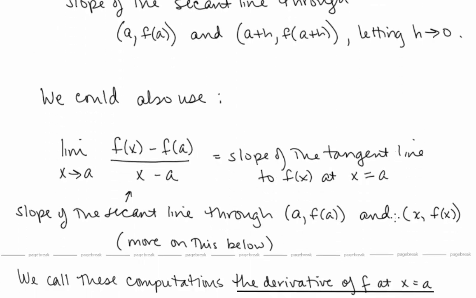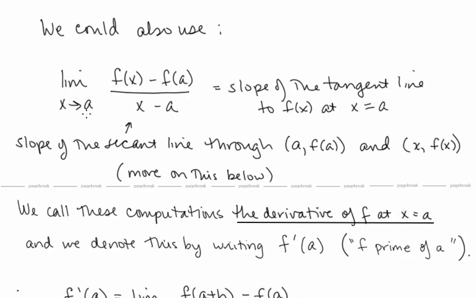We could also use the notation limit as x goes to a of f(x) - f(a) over x - a. So what we're saying is that our second point is called (x, f(x)). And we let x approach a. And so this is the slope of the secant line through (a, f(a)) and (x, f(x)). It's just a different way of noting that second point. And so our limit looks a little bit different, but it also gives the same result. It gives the slope of the tangent line to f(x) at x = a.